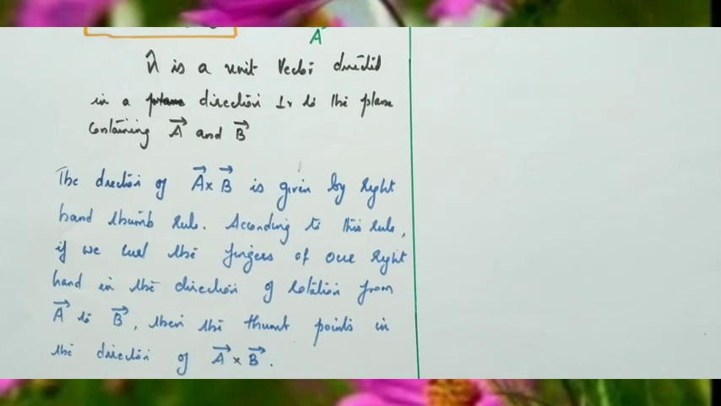The direction of A cross B is given by the right hand thumb rule. According to this rule, if you curl the fingers of your right hand in the direction of rotation from A to B, then the thumb points in the direction of A cross B. So using this right hand thumb rule, we can find out the vector product of two vectors.